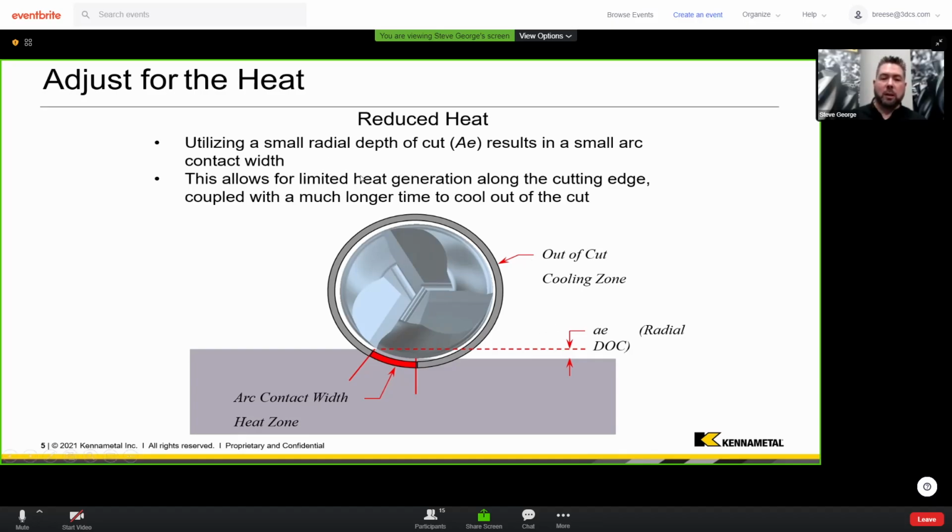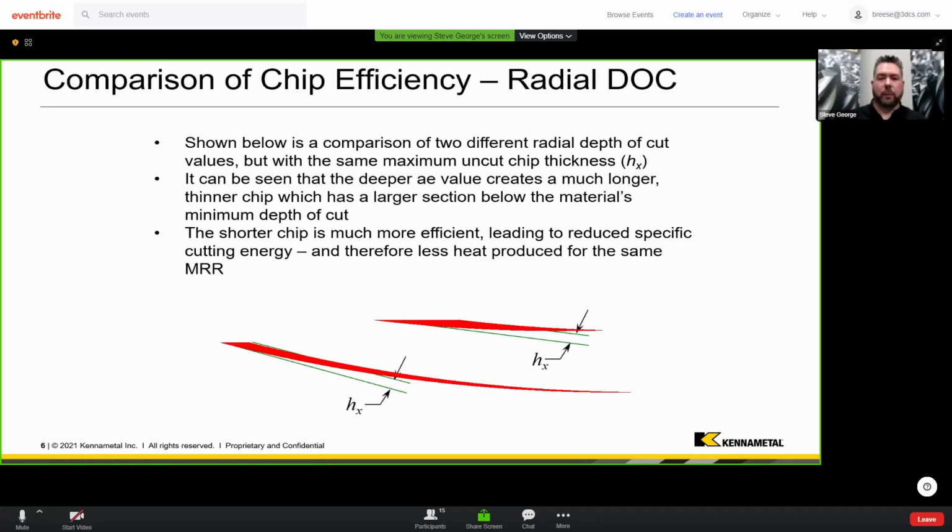This is a very powerful thing to start thinking about: I've dropped my radial depth of cut, I take into account the thickness of the chip and compensate for that, but I'm going to get a lot more time for cooling with this type of dynamic cut.